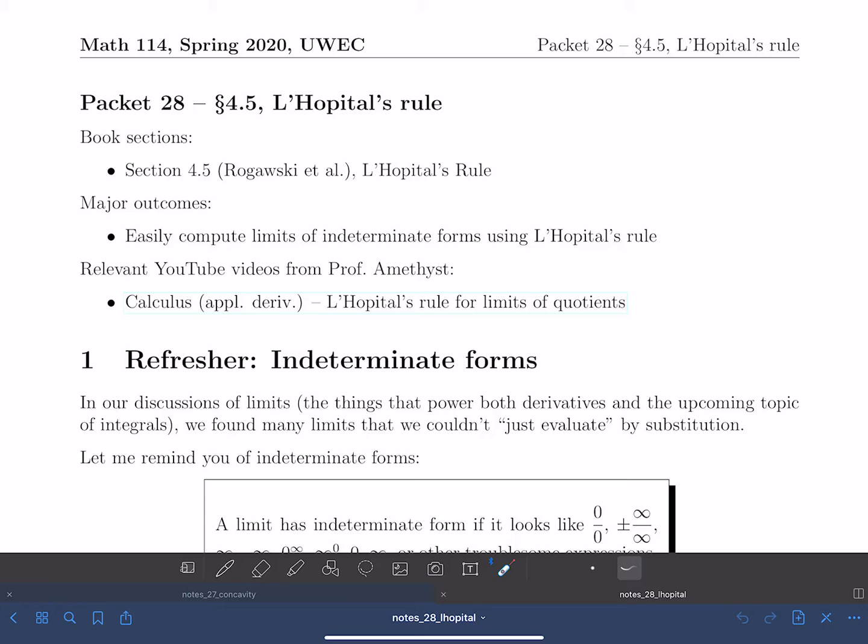And we're going to be talking today about packet 28 on section 4.5 in our book on something that's called L'Hopital's rule. In particular, what we're going to be doing today is finding an easy way to compute limits of indeterminate forms using L'Hopital's rule. And I want to say some indeterminate forms, and some of them are not going to be treatable using this. But many of them are. It's one of the tools in the toolbox.